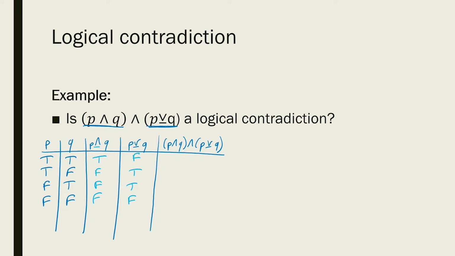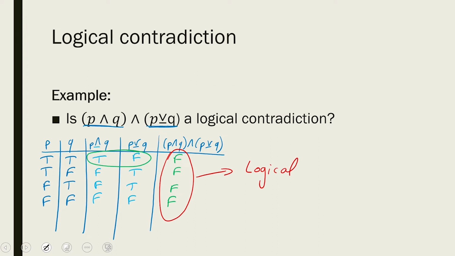and false. Now if we do the conjunction of both these propositions, we need to look at the last two columns together and do the conjunction. So in that case, we get false, false, false, and false. All the values in the last column are false, so this is a logical contradiction.